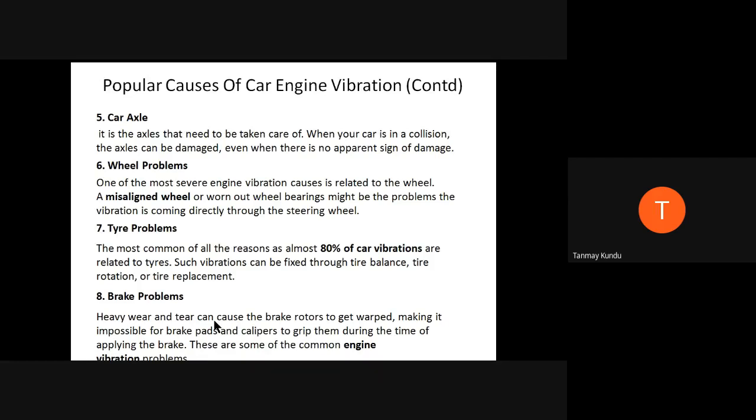This part may get damaged due to the collision. Second, number six is the wheel problem. One of the most severe engine vibration causes is related to the wheel. A misaligned wheel or worn out wheel bearing might be the problem. The vibration is coming directly through the steering wheel.